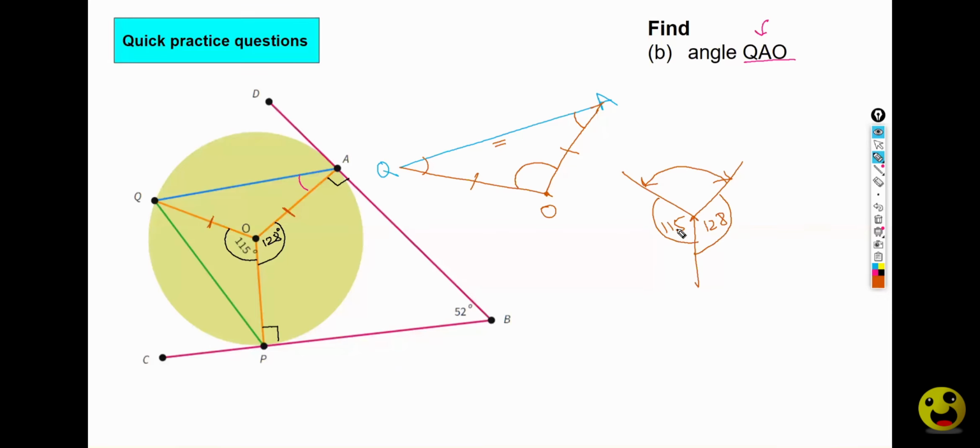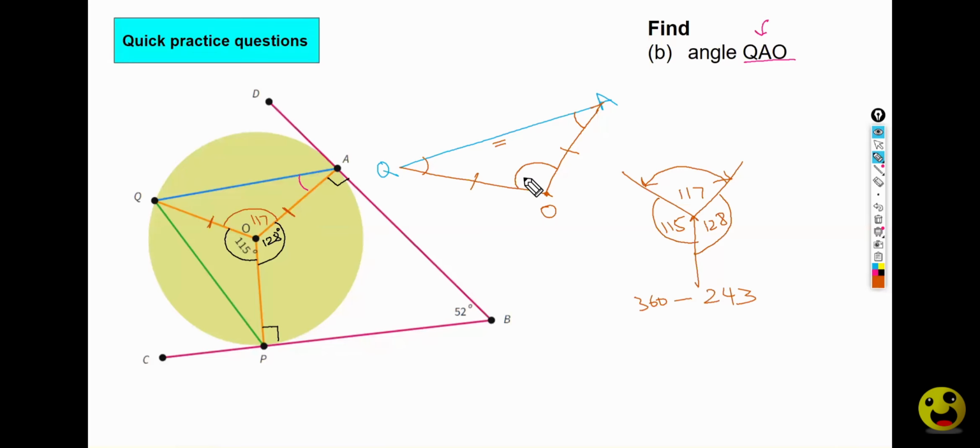So if I have 115 and 128, I could just simply add these two and minus it from 360. So let me do that. 115 plus 128. When I add these two angles, I'm getting 243. I just have to minus it from 360. And I'm getting 117. So this angle here is 117.